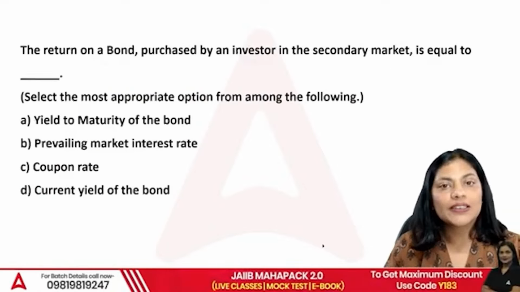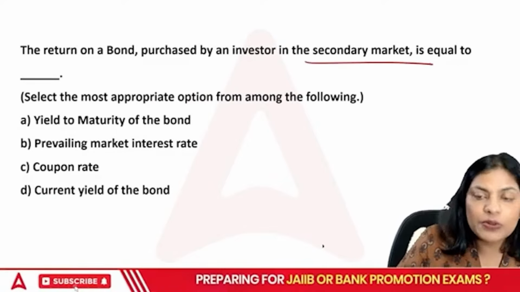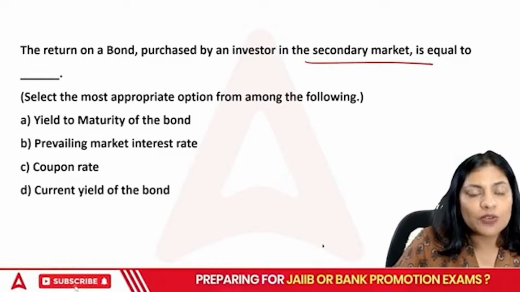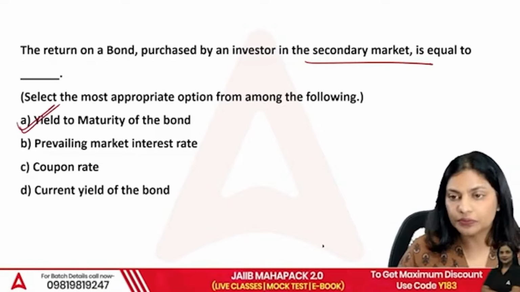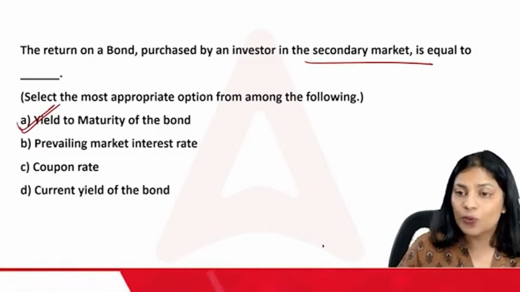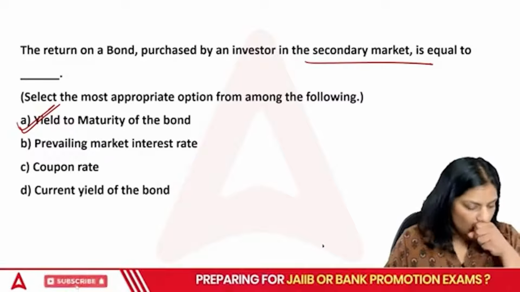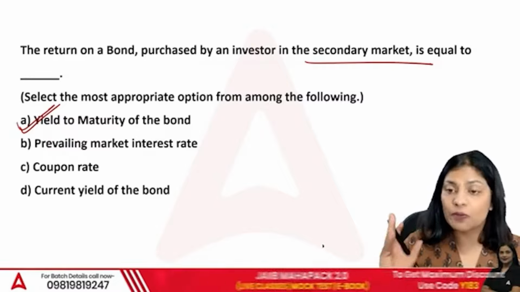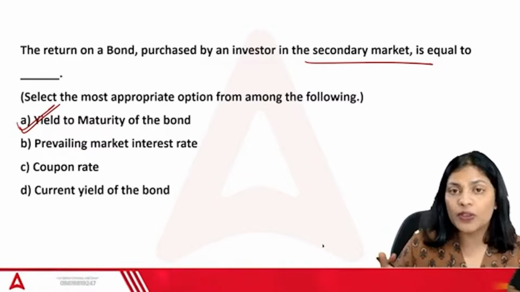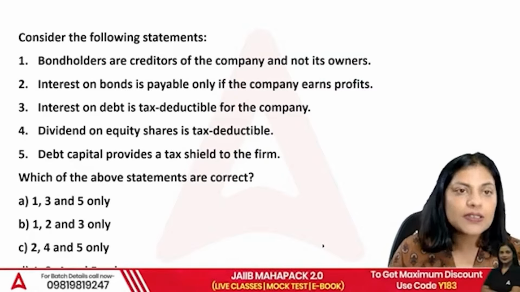Then the return on a bond purchased by an investor in the secondary market is equal to, see, the return that you get by buying in the secondary market, that would be equal to what? Yield to maturity, right? You will be selling it there, so that is the price you will be getting at maturity. So the return on a bond that an investor will get if they are purchasing it in the secondary market would be YTM. The last question.